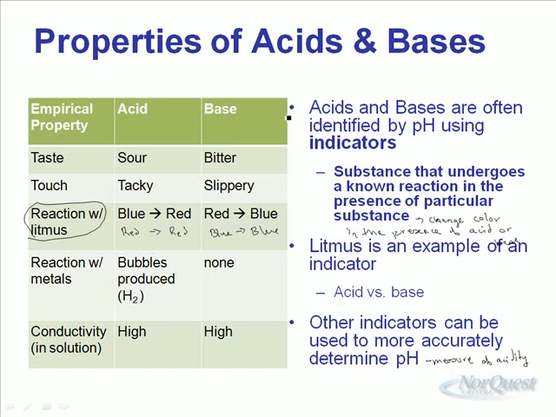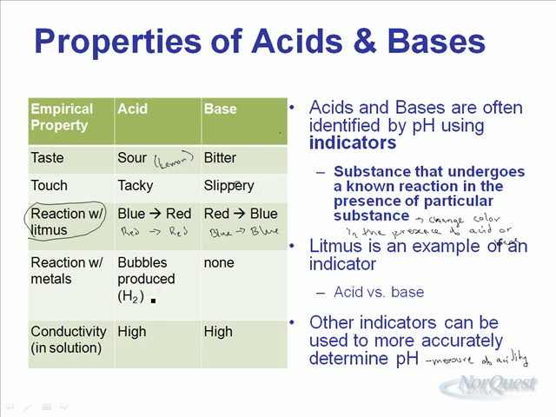Other properties of acids and bases: acids taste sour. Things like lemons and limes contain citric acid and they have a sour taste to them. Bases taste bitter. In terms of touch, acids tend to be tacky, whereas bases are slippery. I've already mentioned their reaction with litmus.